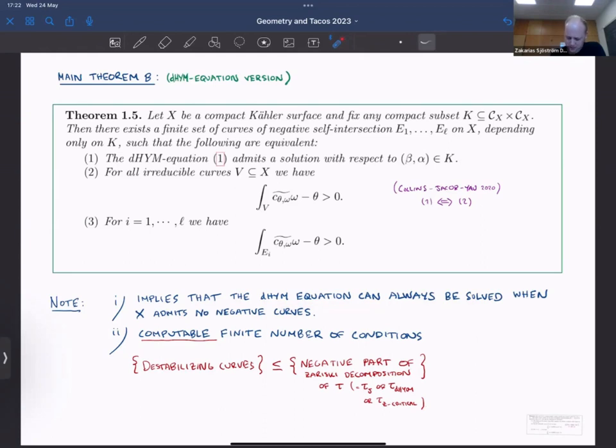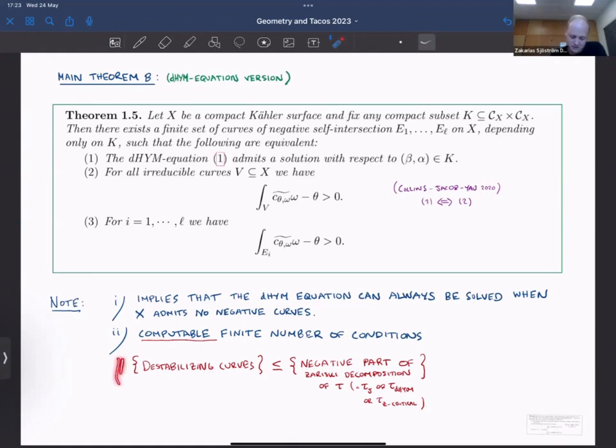Similar thing for the Z-critical equation. And for the J equation, this was already known. And the second and more important one, in my opinion, is that this yields a computable finite number of conditions. So of course, it's theoretically important, but on top of it, it actually turns out that this is a computable condition. If you know the Zariski decomposition, but on surfaces, there's actually an algorithm for this.